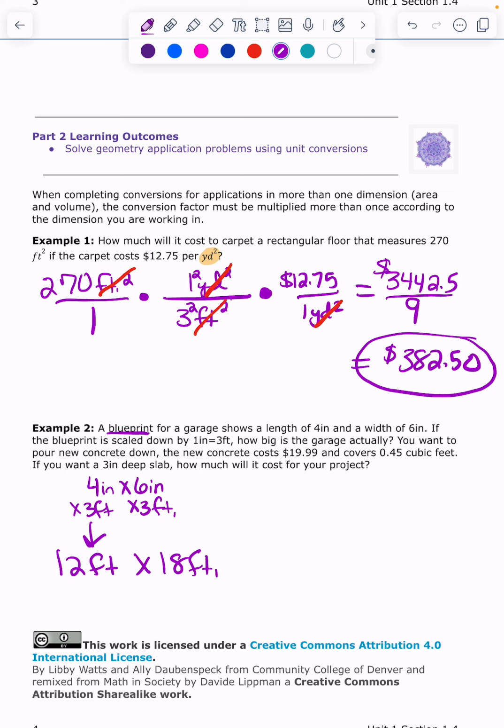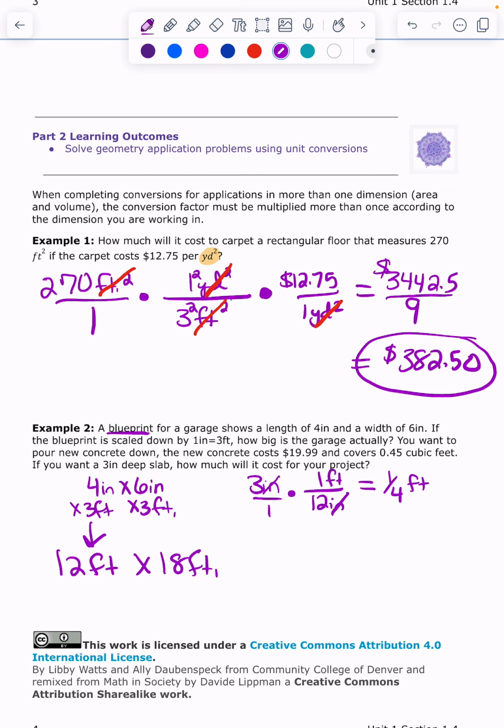So that's the first part. And now you want to pour new concrete down. The new concrete costs $19.99 and covers 0.45 cubic feet. If you want a 3 inch deep slab, how much will it cost you for your project? Okay, so it's in cubic feet. So 3 inches is how many feet? So there's 12 inches in 1 foot. 3 divided by 12 is going to be 1/4 of a foot.